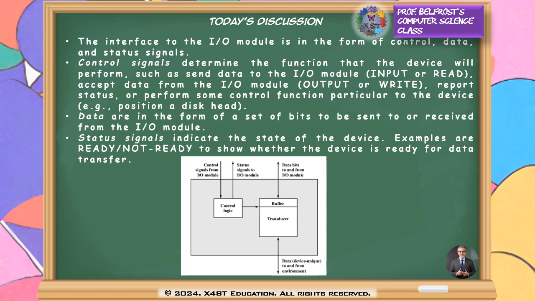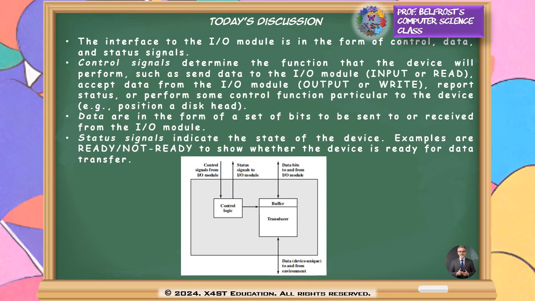Actually, this picture just tells you that the interface to the I/O module is in the form of control, data, and status signals. Control signals determine the function that the device will perform, such as send data to the I/O module (input or read), accept data from the I/O module (output or write), report status, or perform some control function particular to the device, for example, position of a disk head.